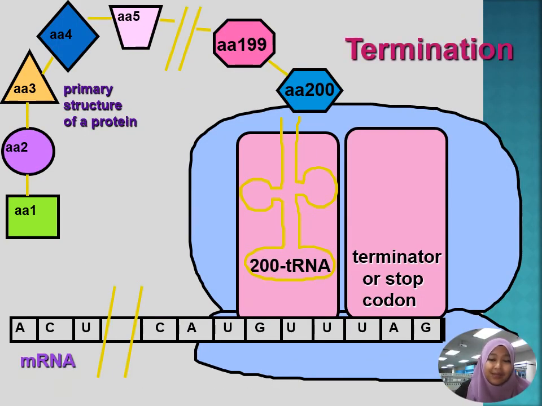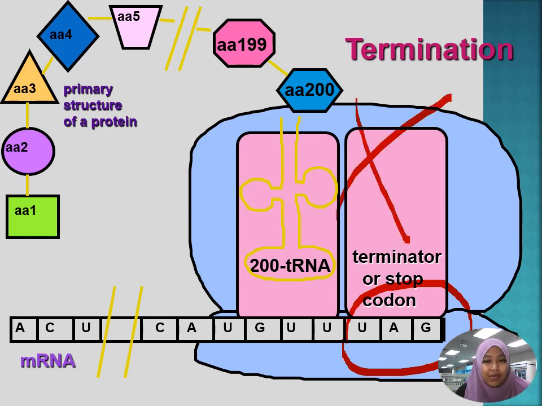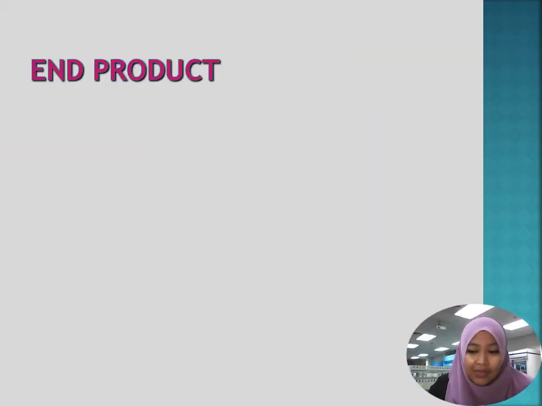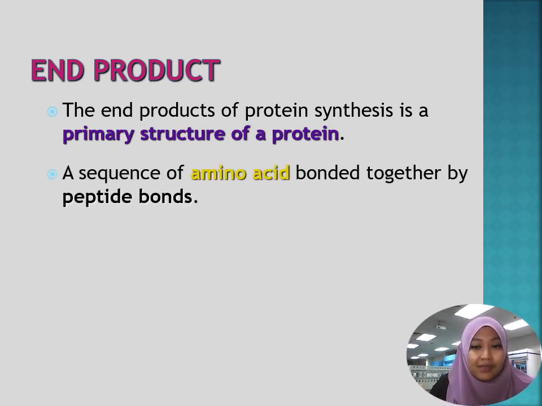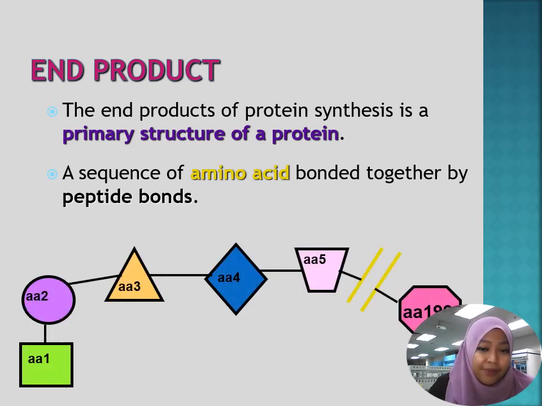Amino acids number 5, 6, and so on. Let's say the last is amino acid number 200. After that comes the stop codon. The stop codon does not code for any amino acid, so that is why there is a termination process. At the end you have the primary structure of the protein, the long thread they just produced, bound together by peptide bonds. This is an example.